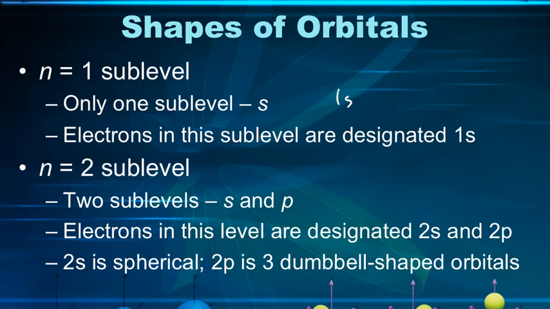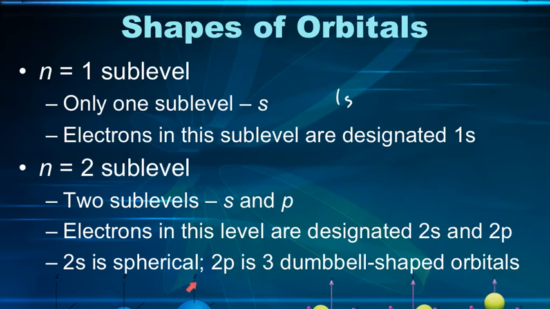For n equals 2, there are 2 sublevels for the principal quantum number of n equals 2. You have s orbitals and p orbitals. So here are those dumbbell-shaped p orbitals. It's kind of what they look like. This time around, you'd have a 2s orbital. Notice it's the same shape as a 1s, but it's now further away from the nucleus. So it's at a higher energy level. We also have the 2p orbitals. We have the px, py, and pz orbitals.